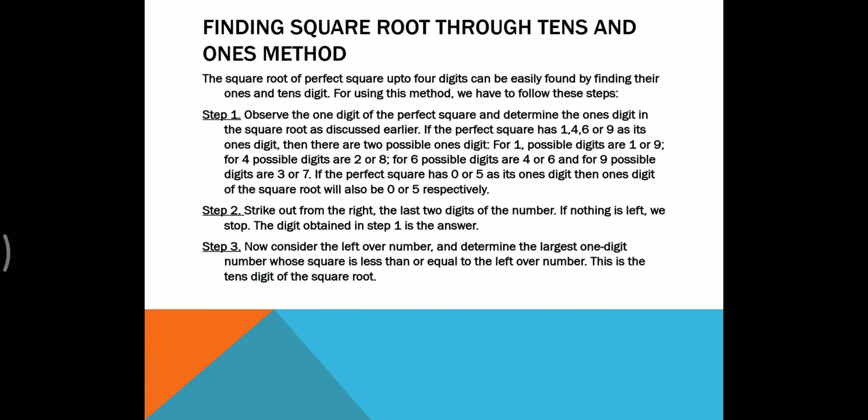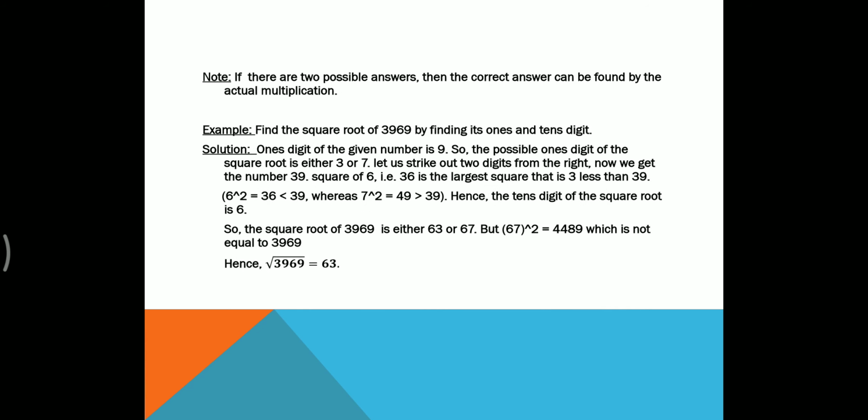Now coming to the third step, consider the leftover number. If you have a 4-digit number or a 5-digit number, it can be done with this. Now determine the largest ones digit number whose square is less than or equal to the leftover number. This is the tens digit of the square root. Note for you, which I was just discussing: if there are two possible answers, then the correct answer can be found by actual multiplication.